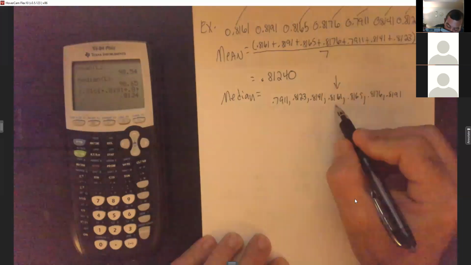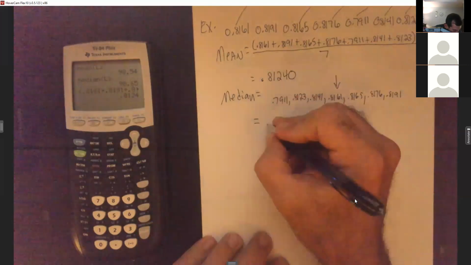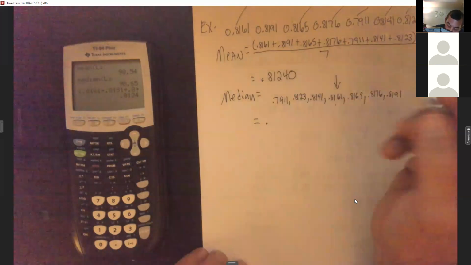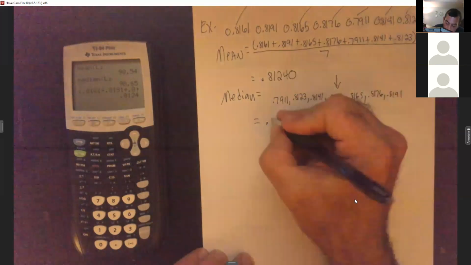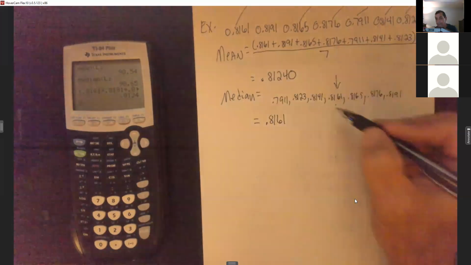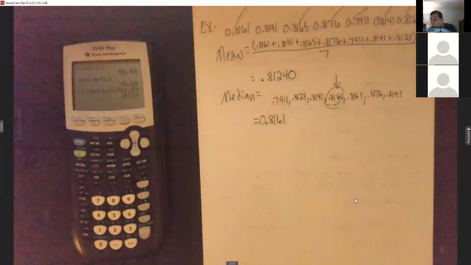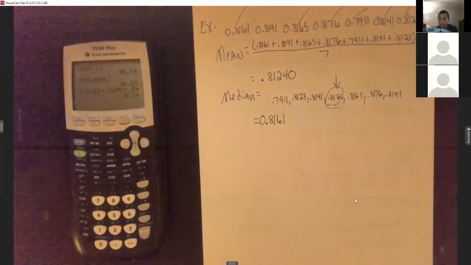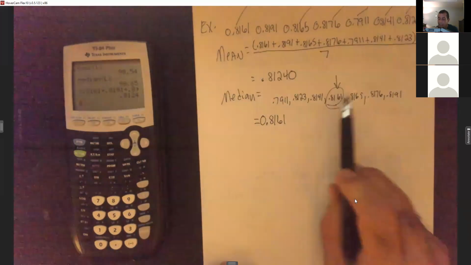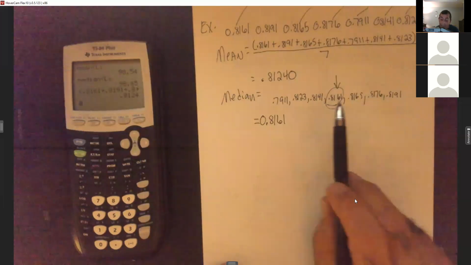So my median is going to equal, and this doesn't have to be, it just said type the decimal, so I got 0.8161. So you just want to type the exact number like it is in the problem. Now, if you want to put a 0 in the front, you can do that, but you don't have to, okay? So the middle number is the 0.8161, but notice you got to put these numbers in order to find that middle number, okay?